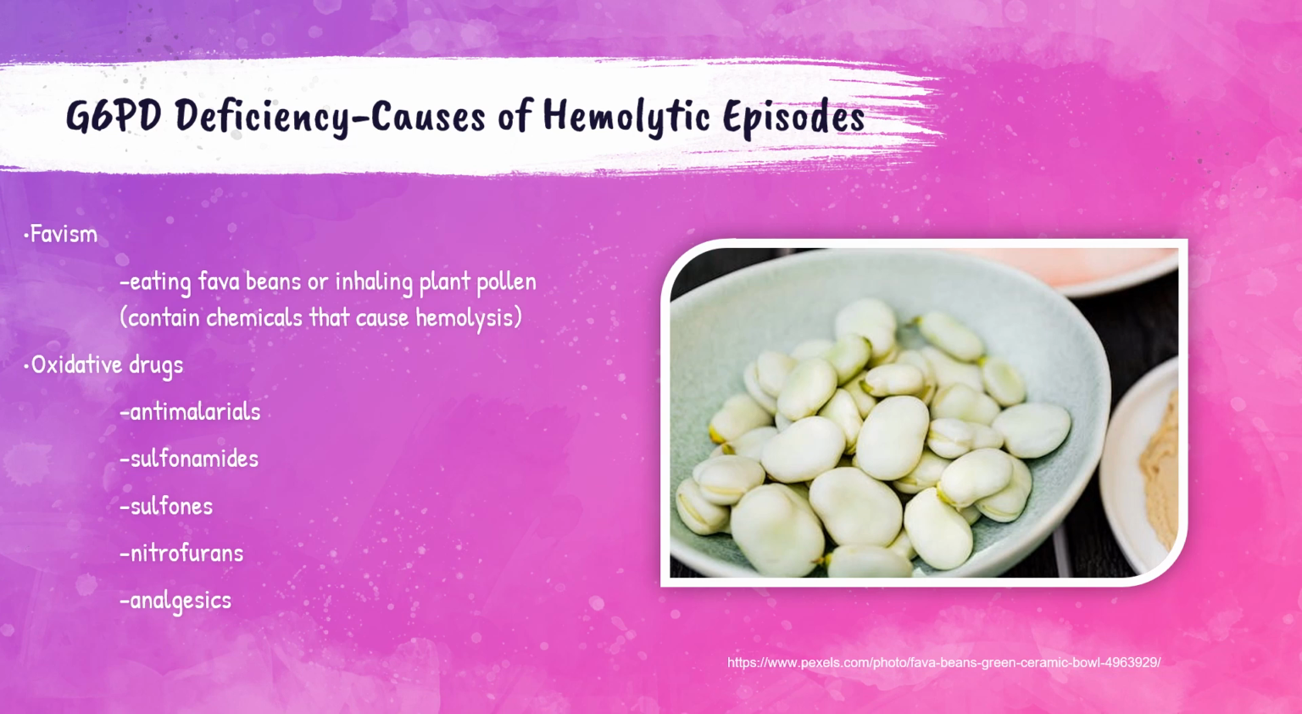Certain oxidative drugs can also cause patients with G6PD deficiency to have hemolytic episodes. These drugs include antimalarials, which are taken to prevent malarial infection, sulfonamides, sulfones, nitrofurans, which are all antibiotics, and also certain analgesics, which are used to provide pain relief. So all these drugs can cause episodes.